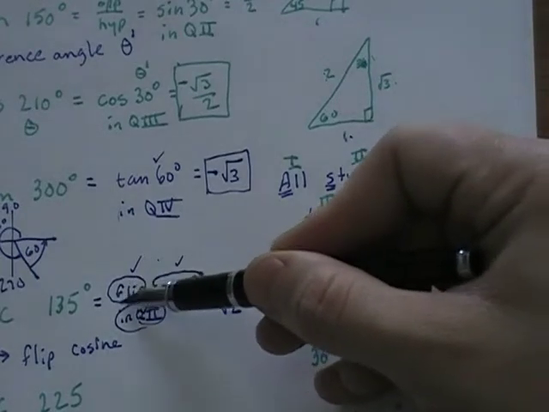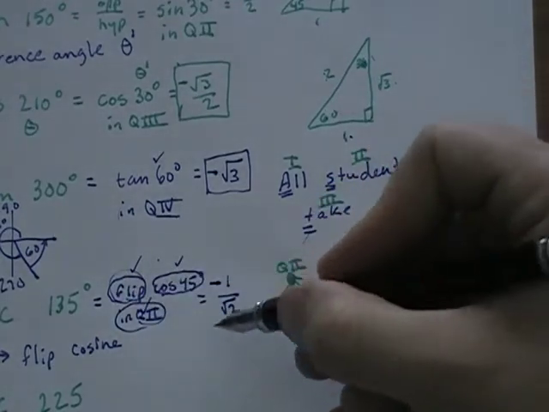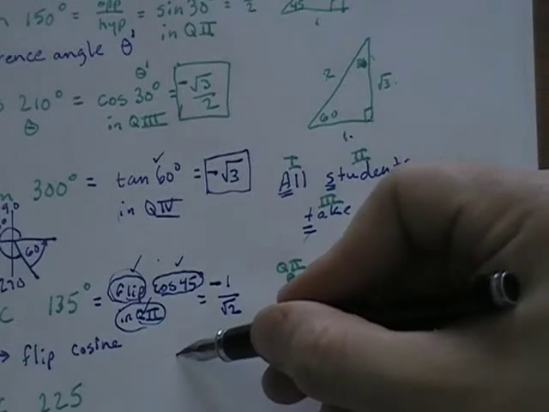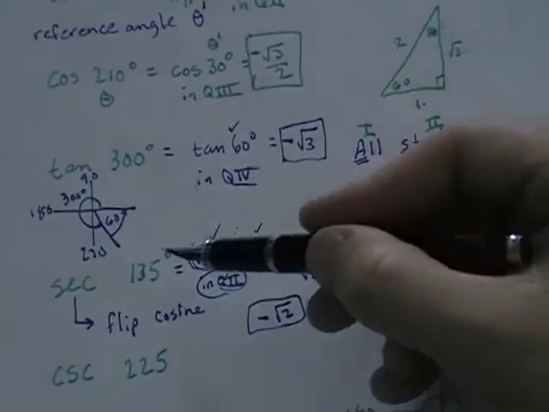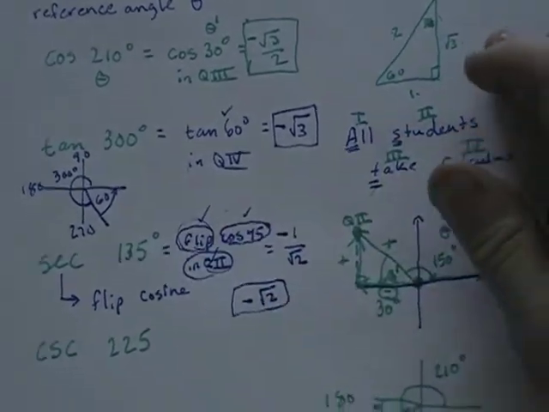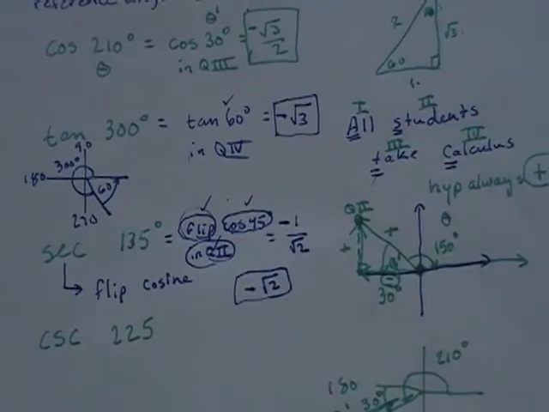Now what? Now I've got to flip it. So flip this. What do you get? You get negative root 2. That's your answer. That's the secant of 135.